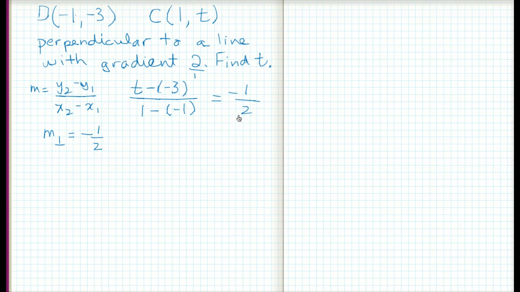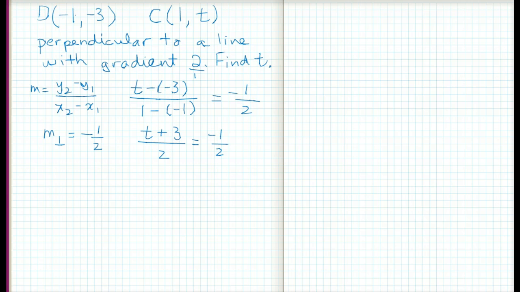So I'm going to multiply both sides by 2. And I'm going to multiply both sides, oh, what's that? That's also 2. So that makes it quite easy. Let me simplify this first. Let's do t plus 3. Remember, subtracting a negative makes a positive. And 1 minus a negative 1 is 2. So that's equal to negative 1/2.